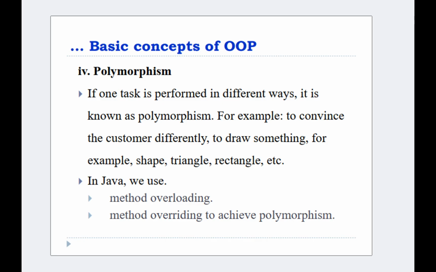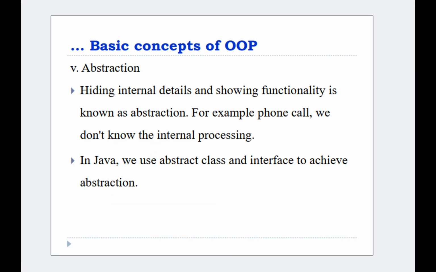Basic concepts of OOP 4. Polymorphism. If one task is performed in different ways, it is known as polymorphism. For example, to convince the customer differently, to draw something, for example a shape, triangle, rectangle, etc. In Java, we use method overloading and method overriding to achieve polymorphism.